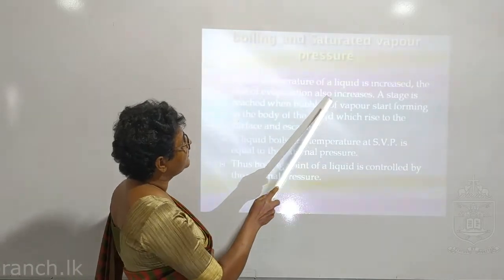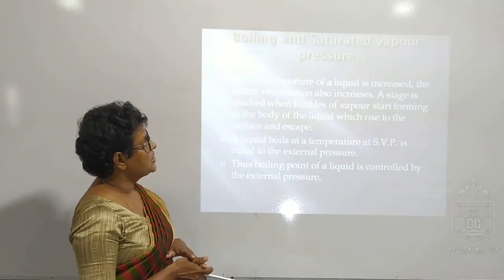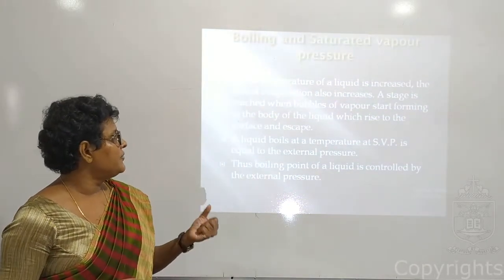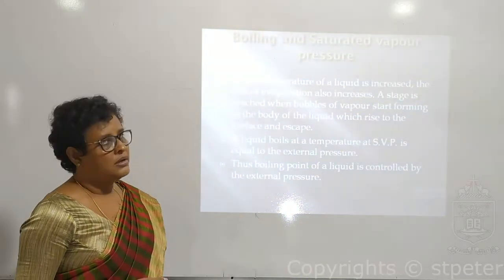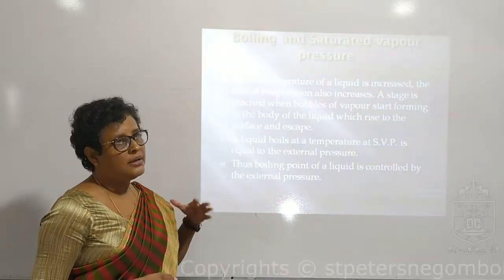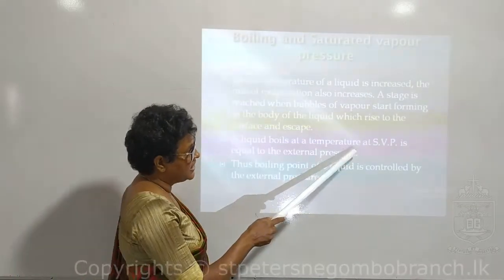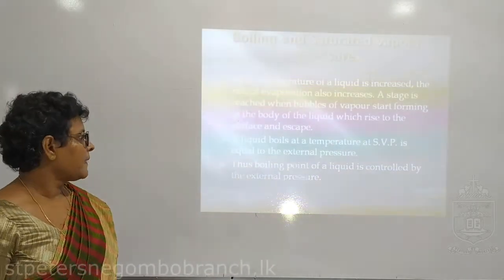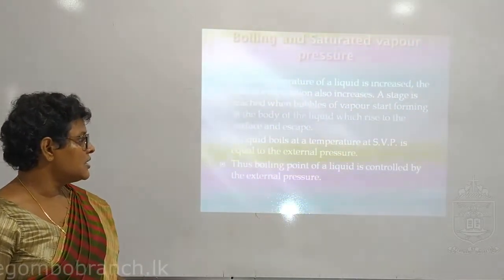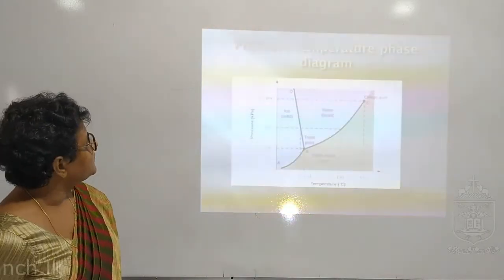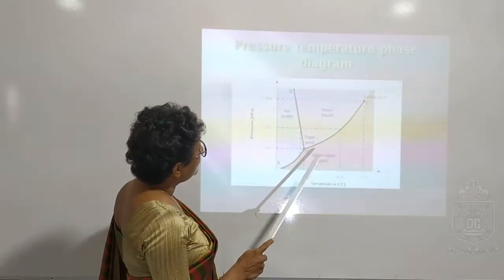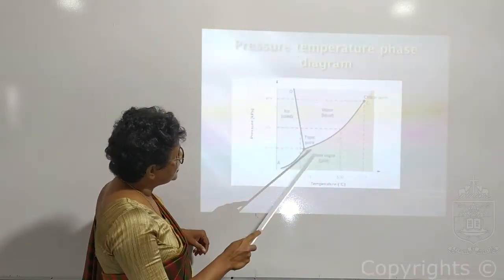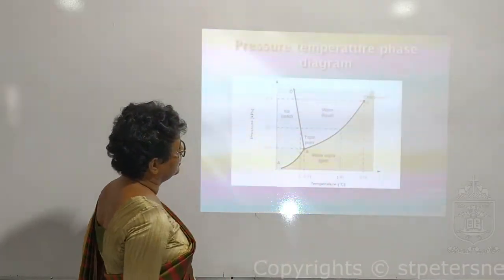Boiling and saturated vapor pressure. As the temperature of a liquid is increased, the rate of evaporation also increases. A stage is reached when bubbles of vapor start forming in the body of the liquid, which rise to the surface and escape. A liquid boils at the temperature at which saturated vapor pressure is equal to the external pressure. Right? Thus, the boiling point of a liquid is controlled by the external pressure. Here you can see the triple point. Now this is the sublimation curve, the fusion curve and the vaporization curve. Right?